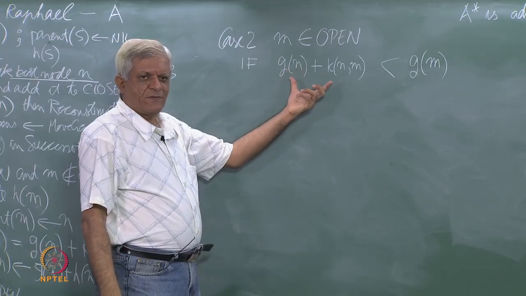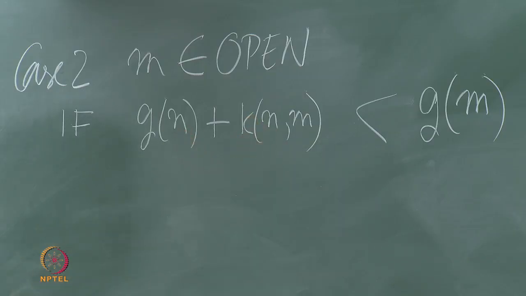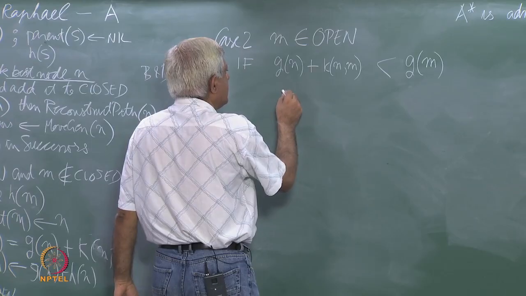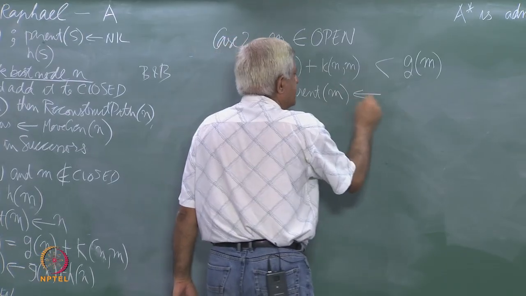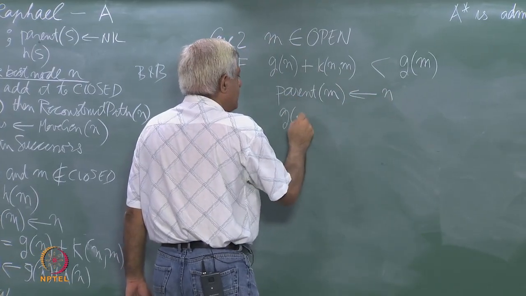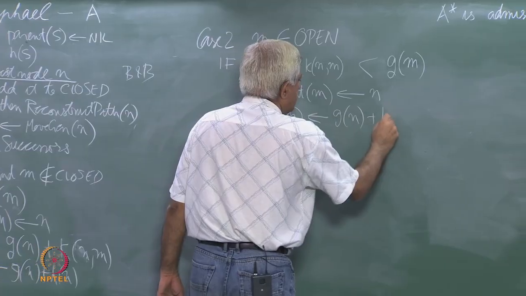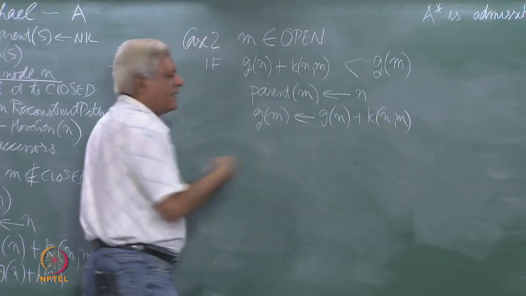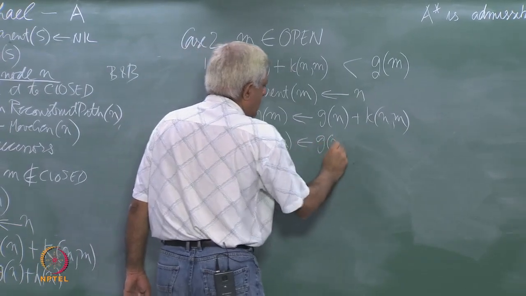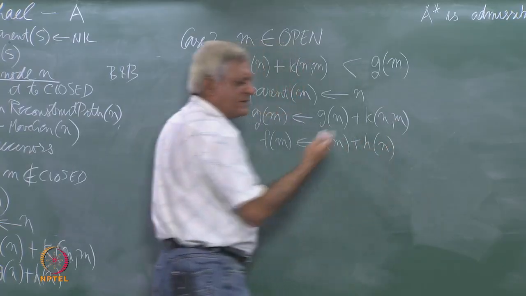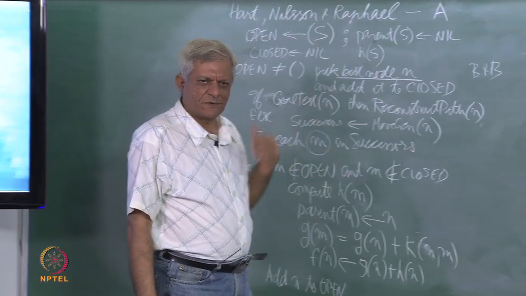But if this new cost that we have found is better than the old cost, then we have to do some readjusting of pointers, which is that parent of m becomes n and g of m becomes this value, and f of course becomes the new g plus h. In all this, h of m is not changing at all, because it is just a property of that node m, it is not a property of what path we have found to that node.